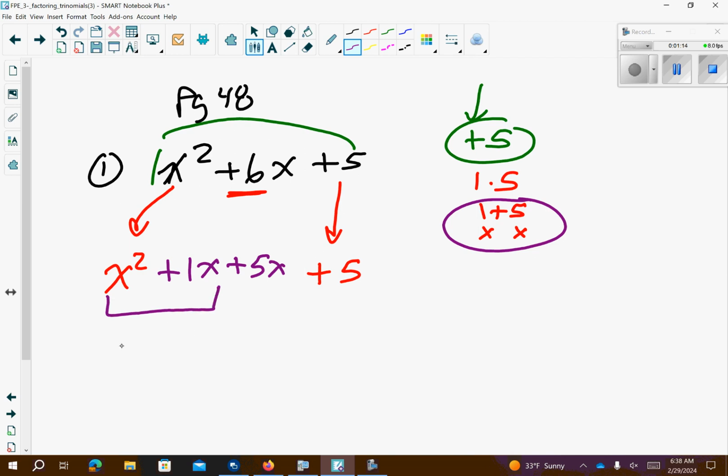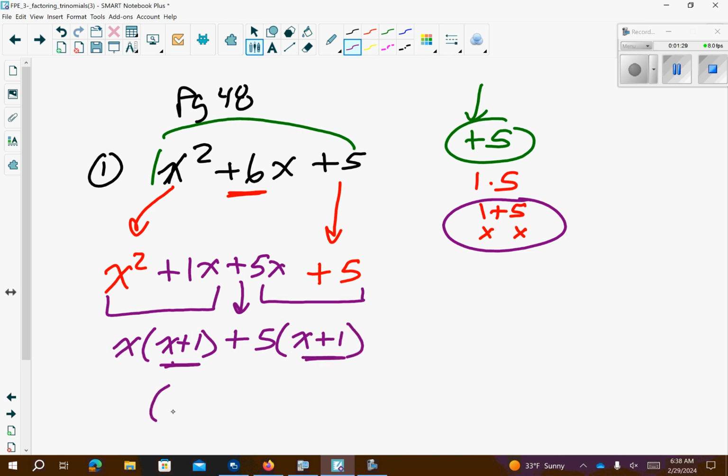Look at the first two. I have an x in common, and then I get x plus 1. Remember, this middle sign always comes down, and then I have a 5 in common between those. If I factor a 5 out, I'm left with x plus 1. These are the same. If those are not the same, it won't factor. If they are the same, then it will. Whatever I have left, x plus 5, goes in the other thing.